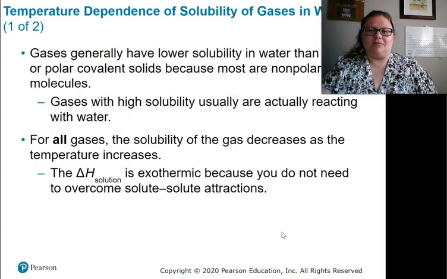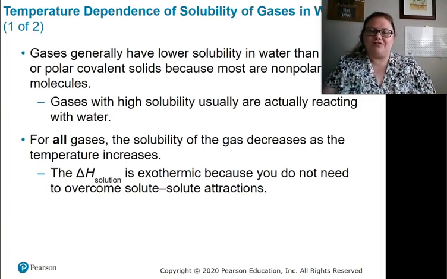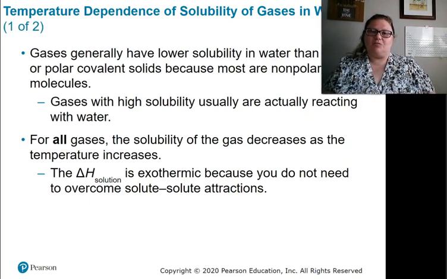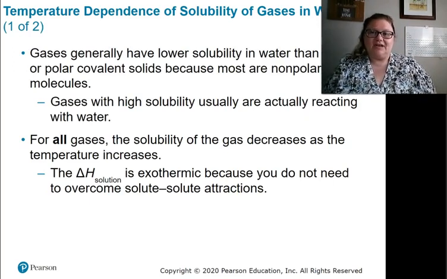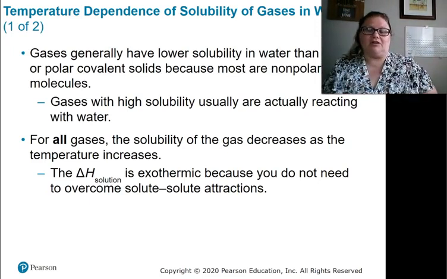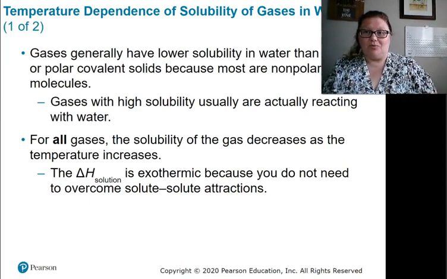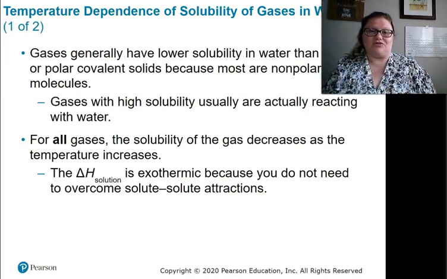All right, let's talk about temperature dependence. So gases have a lower solubility in water, so it's harder to dissolve the gases than an ionic or a polar covalent solid because most molecules are nonpolar, right? We have CO2. That's nonpolar. We have a carbon, 2 oxygens. There's no uneven pull with the electrons there, so CO2 is nonpolar. It's a linear molecule, nonpolar. All of our noble gases, those are nonpolar because there's no pull. It's just dispersion forces.